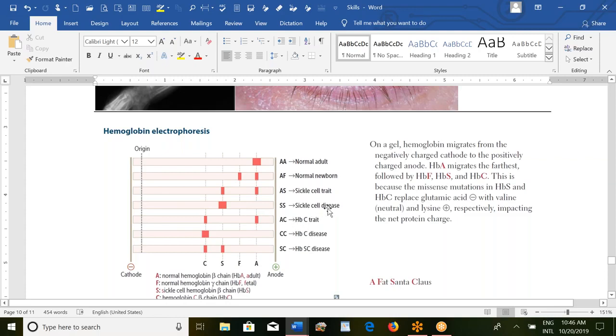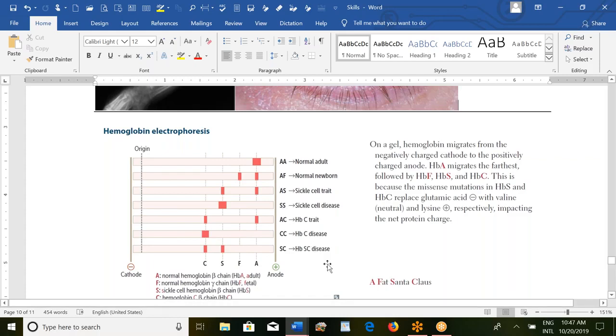Yes. If they show you a strip, this information will be missing here, but this one will be there, because they are telling you what type of hemoglobin is present. So you should know about that. Just one picture, not in detail.